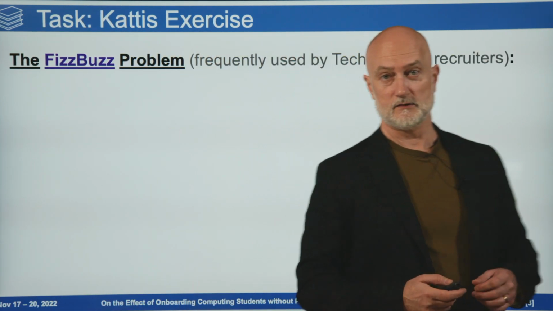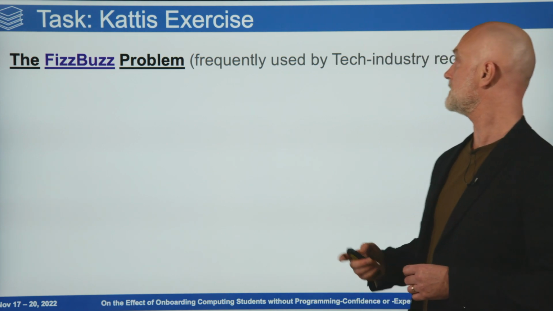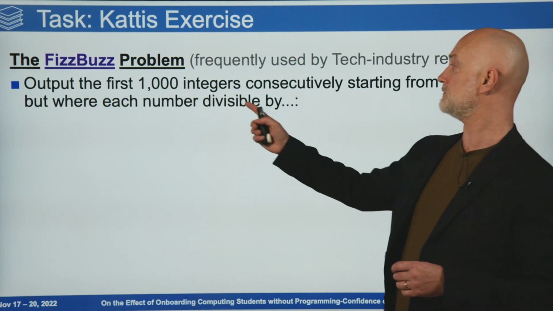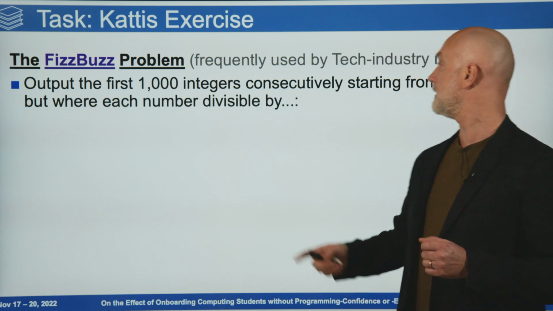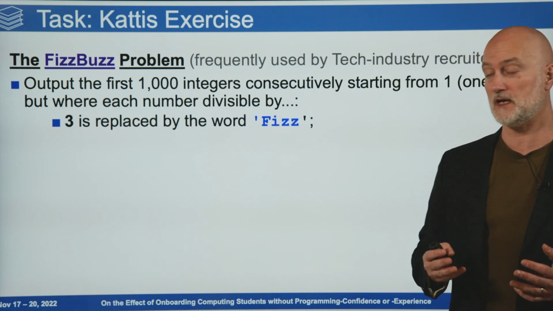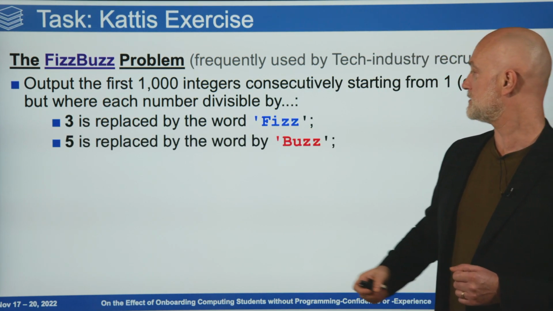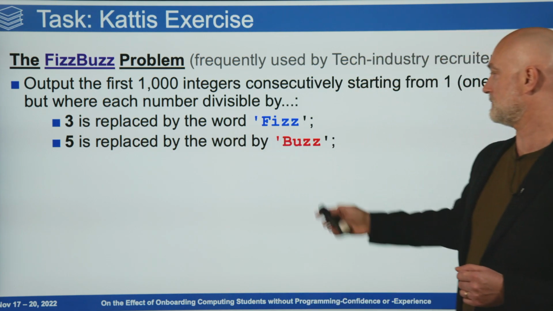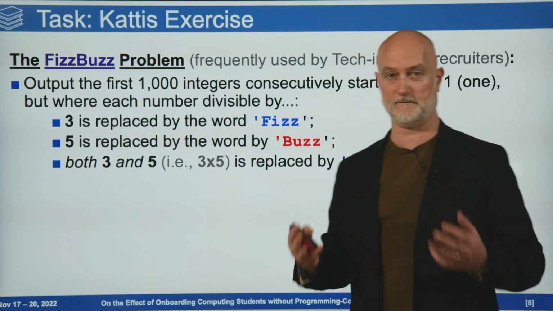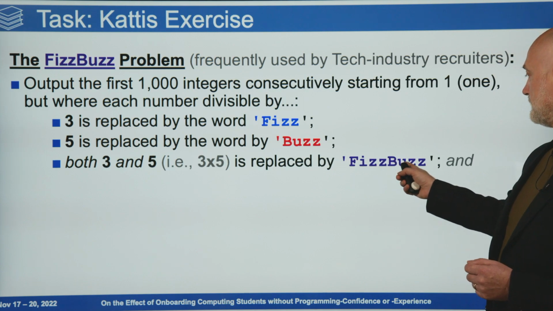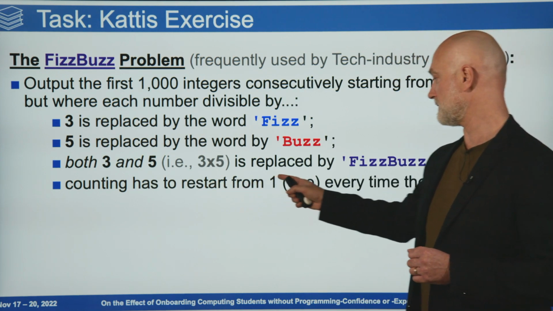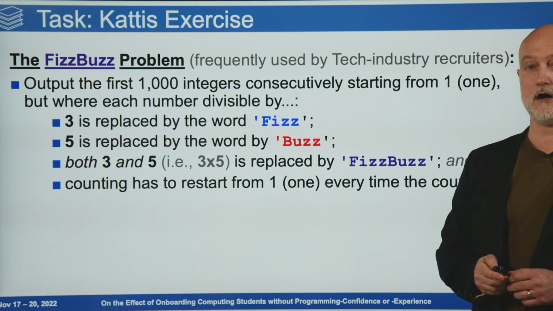So the task used for the problem here is the FizzBuzz problem, which is frequently used by tech industry recruiters. And the task is to output the first 1,000 integer numbers consecutively starting from 1, but where each number divisible by 3 is replaced by the word fizz, and each number divisible by 5 is replaced by the word buzz, and each number divisible by both 3 and 5, so hence divisible by 15, is supposed to be replaced by the word FizzBuzz, hence the name of the problem. And then also counting has to restart from 1 every time the count hits 100.